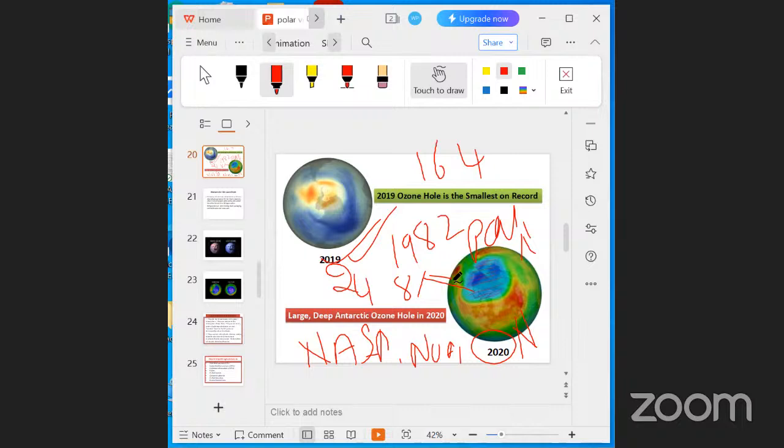Some scientists also detected the near complete elimination of ozone for several weeks in a 6 kilometer high column of the stratosphere near the geographic South Pole, right? Now, what are the reasons for the ozone hole?